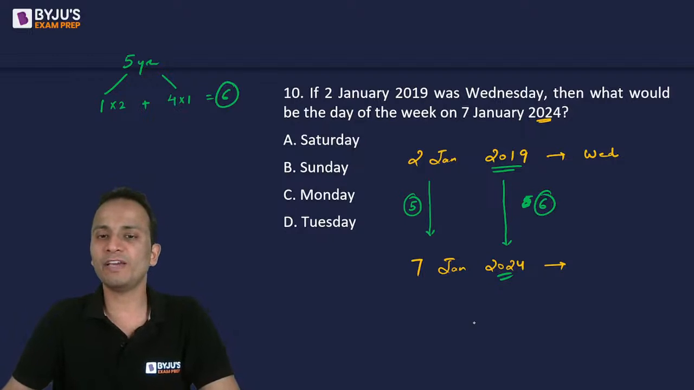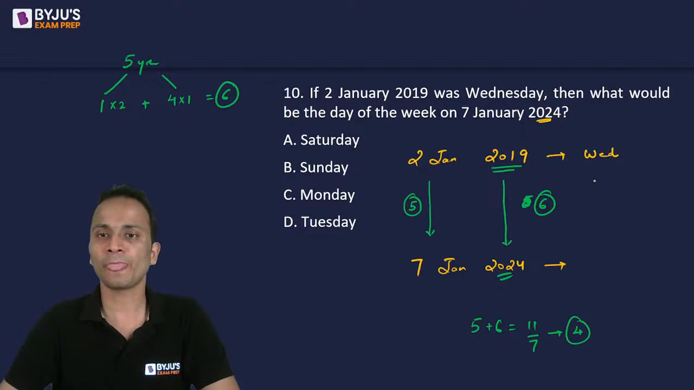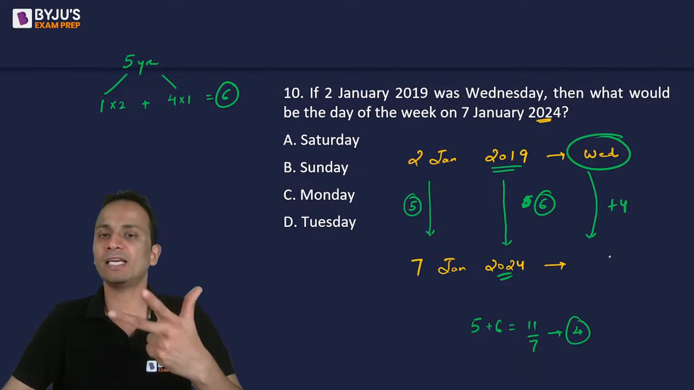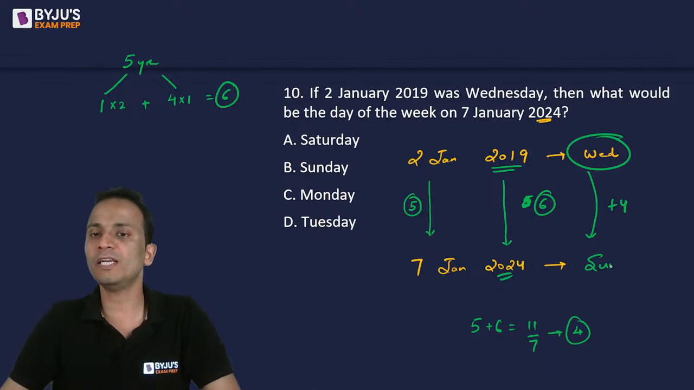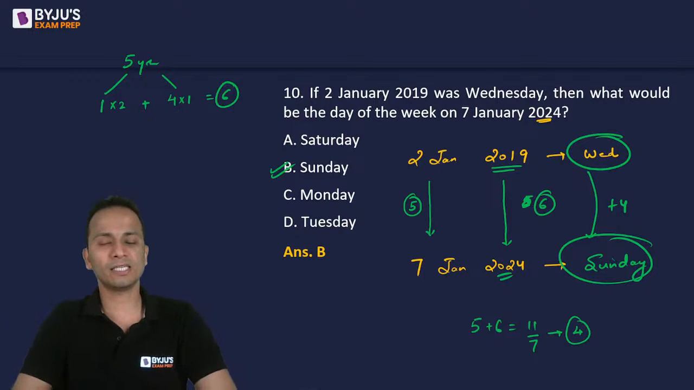So 5 plus 6 is 11, the total number of odd days, which when divided by 7 will give a remainder of 4. So a total of 4 odd days. So Wednesday plus 4: Thursday, Friday, Saturday, Sunday. So Sunday will be the answer to this question. So the correct answer should be option B, that is Sunday.